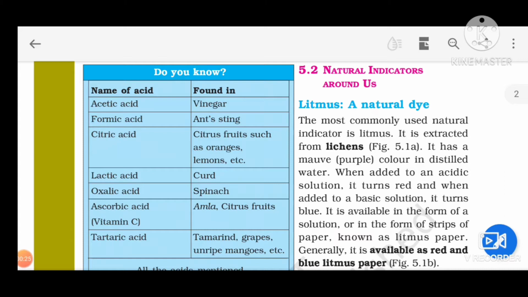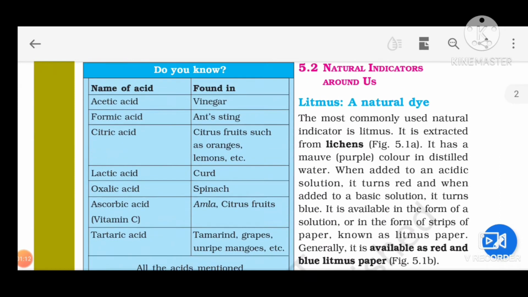Just now we have seen three types of natural substances available to tell which substance is acidic and which is basic. The most commonly used natural indicator is litmus. It is extracted from lichens. It has a purple color in distilled water. When added to an acidic solution, it turns red. If it is added to a basic solution, it turns blue. This is available in the form of a solution or in the form of strips of paper known as litmus paper. Generally, it is available as red and blue litmus paper.